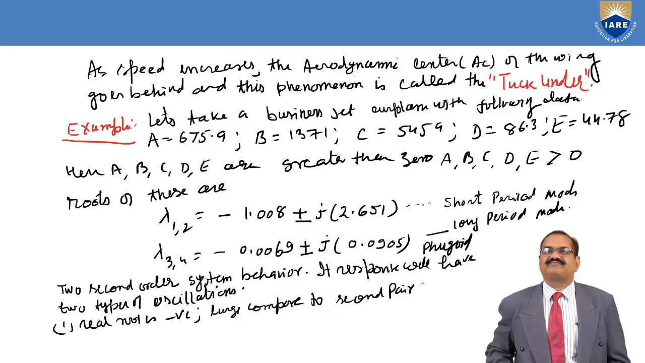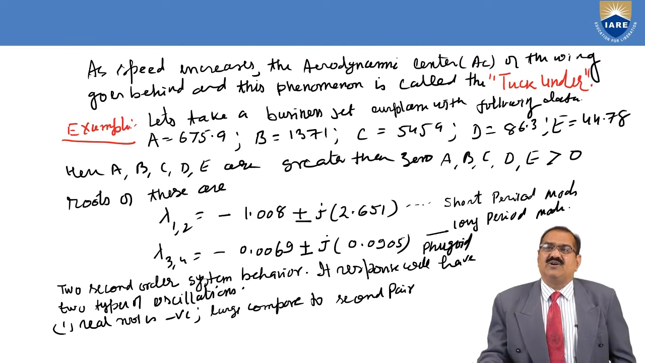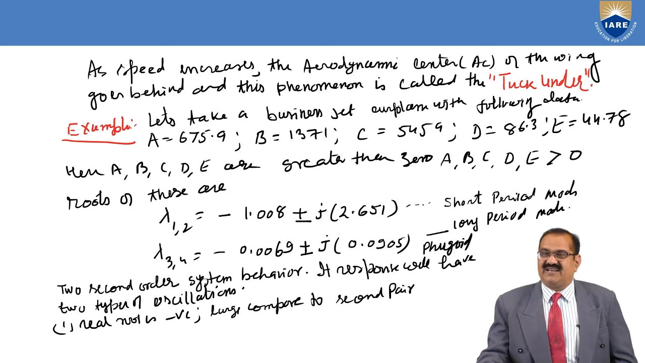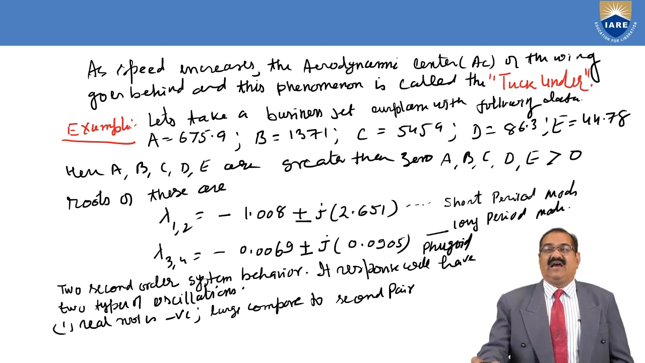So here, as speed increases, the aerodynamic center of the wing goes behind, and this phenomenon is called the tuck under. And this is also called the Mach-tuck number, Mach-tuck derivatives, as the aerodynamic center is going behind.